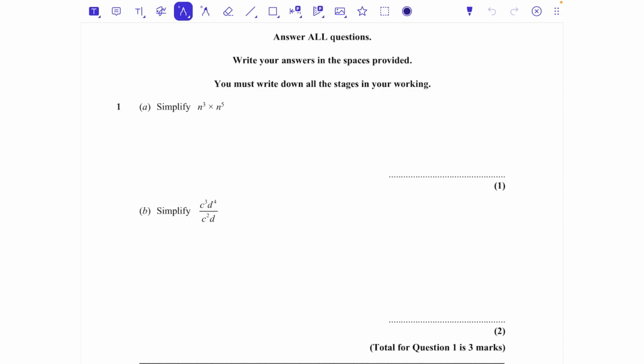So question number 1, A is simplify n cubed times n to the power of 5. Now n cubed is n times n times n, and we're timesing that by n to the power of 5, which is n times n times n times n times n. So we know that altogether that's going to be n to the power of 8. When we multiply, we add the powers.